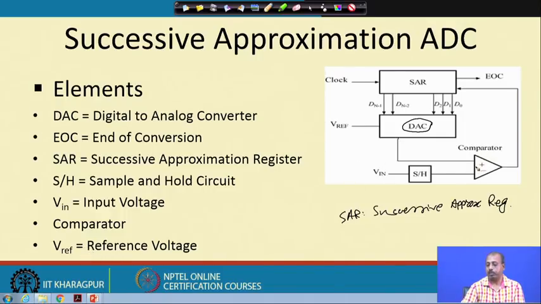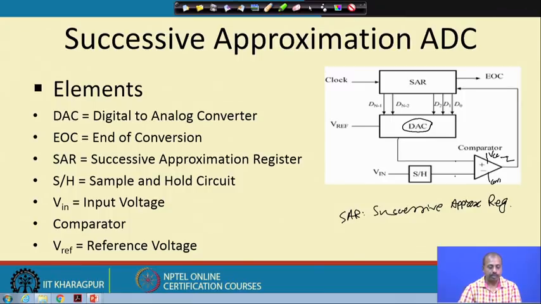This comparator is simply an operational amplifier connected in open loop configuration, and you see that if the output from the DAC is more than Vin, then this will be high, it will go to plus VCC. If we assume that it has supply voltage connected to VCC and ground, then when this value is higher than Vin, the output will be high, and later on when Vin becomes higher than this DAC output, then it will become low. That way this is a comparator, an operational amplifier that gives only two levels of output, plus VCC and ground.